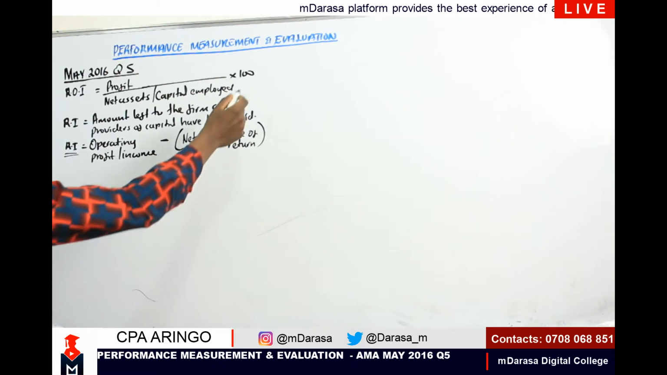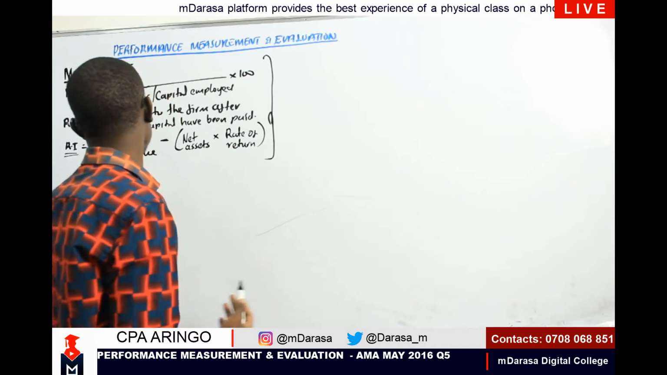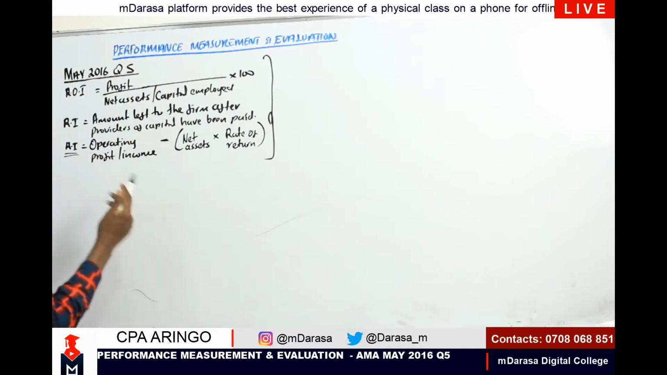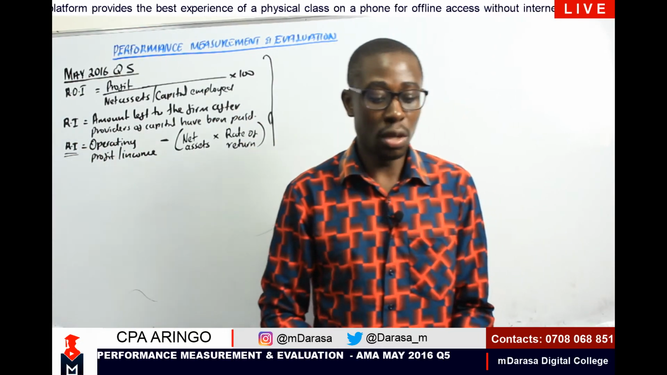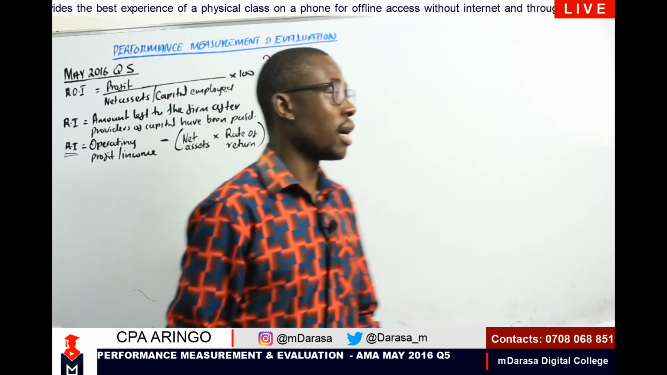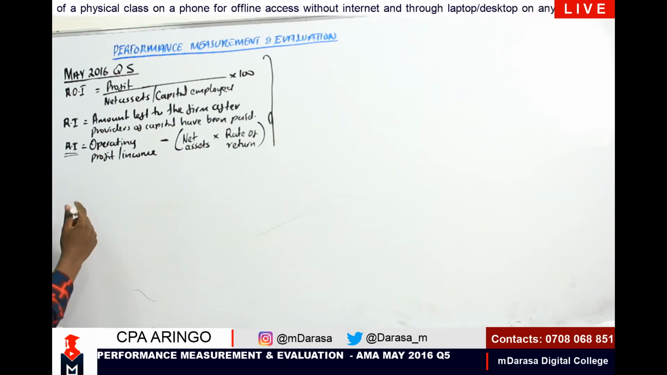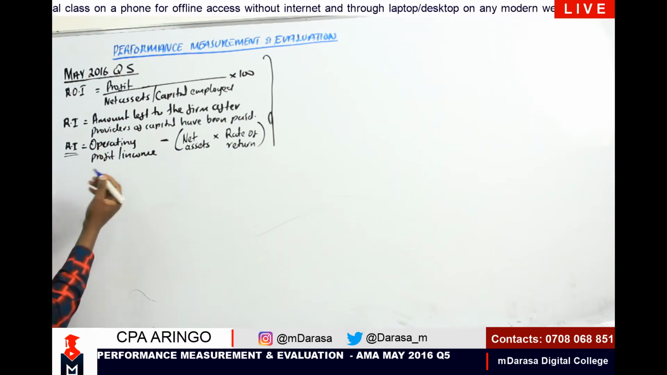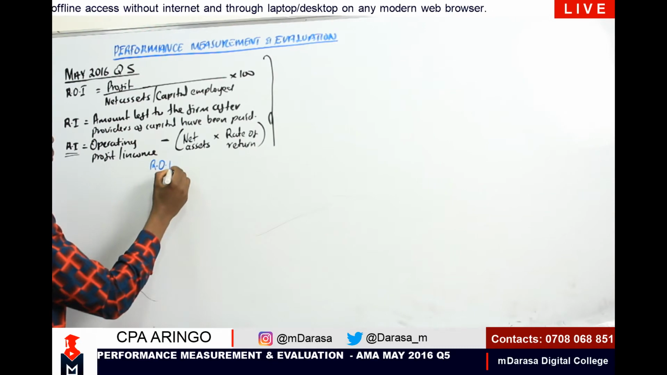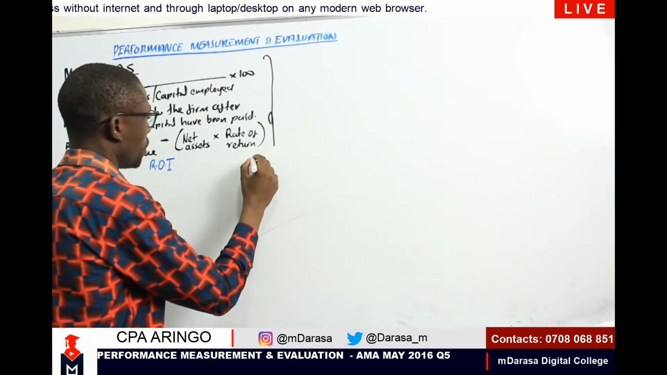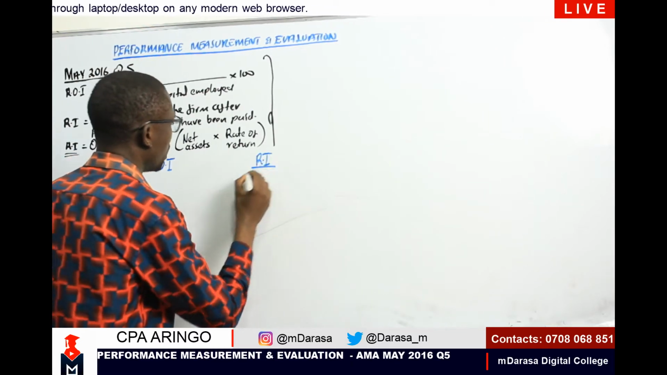So we've gone through these cases, and in our question for May 2016, the examiner wants us to compute our residual income and our return on investment. So how are we going to work it out the moment we have analyzed what the required is? Looking at that case, I need to compute our ROI for each investment, and I'll also be required to compute our residual income.